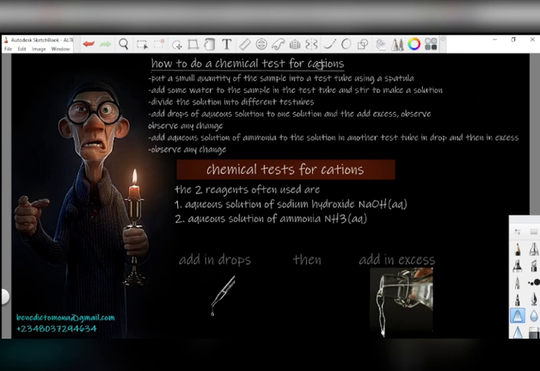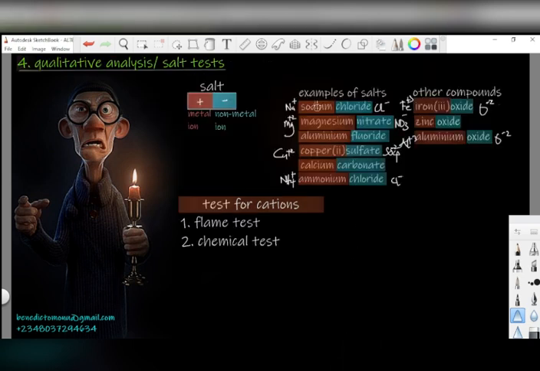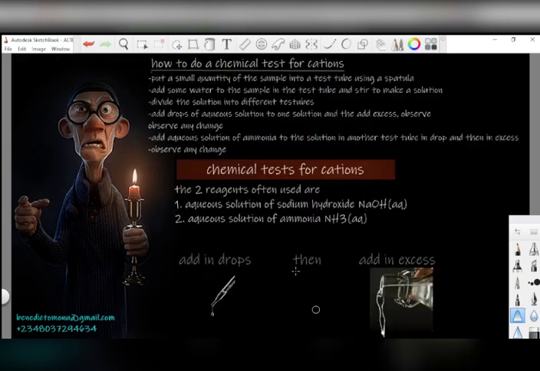How do you carry out a chemical test for cations? Remember, we are still looking at the cations. No wonder everything I'm doing now is in red caption. So we're looking at chemical tests for cations. If you're carrying out a chemical test for cations, there are two substances that we usually make use of. They are aqueous solution of sodium hydroxide and aqueous ammonia solution. It's important. So in your alternative to practical, whenever you hear sodium hydroxide aqueous solution or ammonia aqueous solution, your mind should go to positive ion test or cation test.